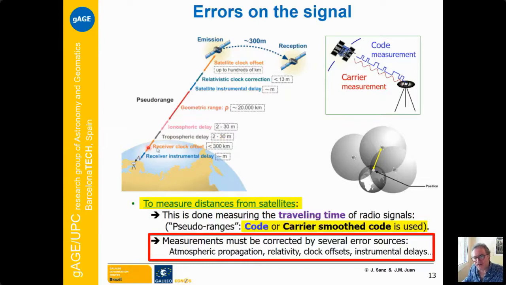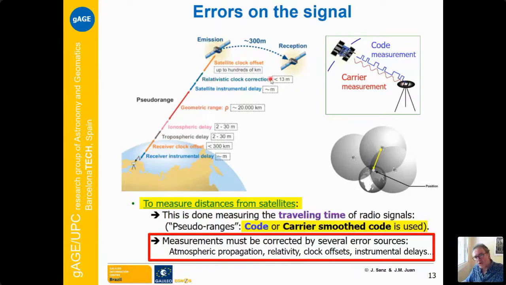Then we have receiver clock offset and satellite clock offset. As I commented, these clocks are not perfect and they accumulate errors over time. Relativistic corrections: in fact, in the factory, most of the effects due to relativistic corrections on the satellite clocks are corrected just by tuning the frequency of the oscillator in the satellite, but a residual relativistic correction remains that we have to take into account at the receiver level.